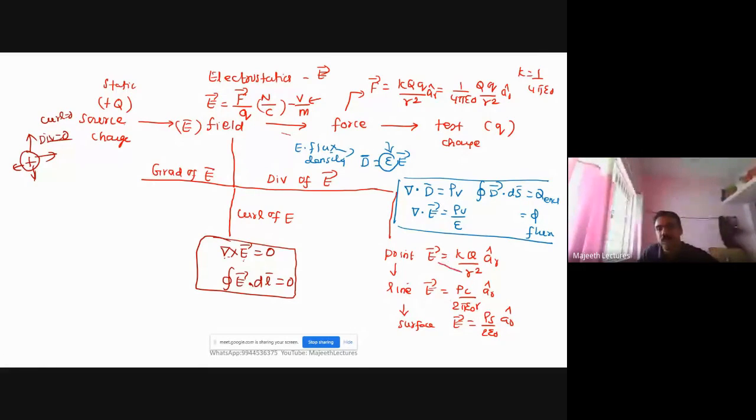Electric field due to point charge varies as a function of 1 by R square. Electric field due to line charge varies as a function of 1 by R. For surface charge there is no variation. What is the reason? I will tell you. And electric field due to dipole you must know, but it is not that important.